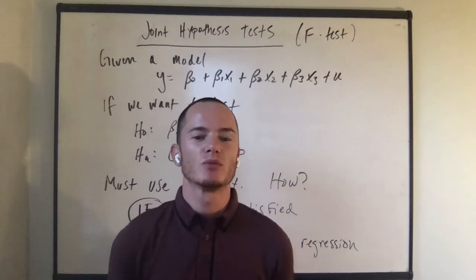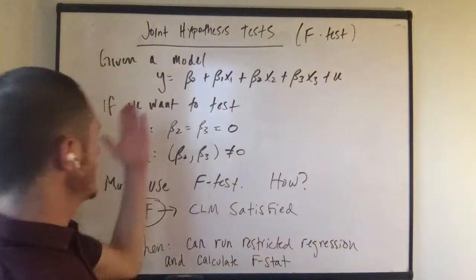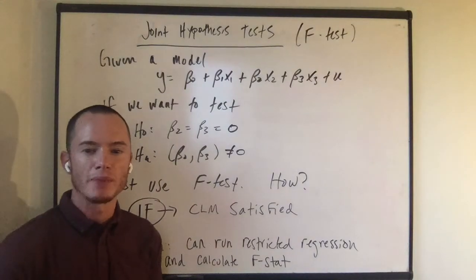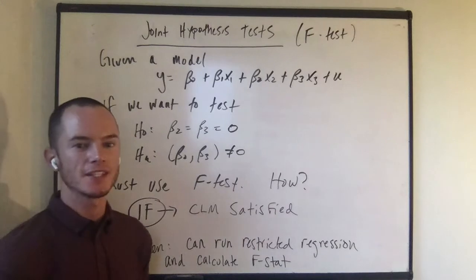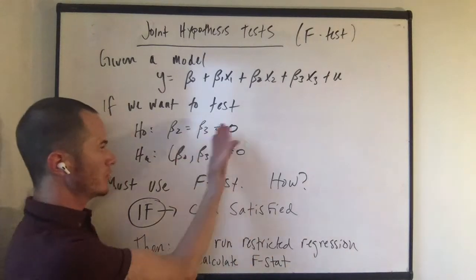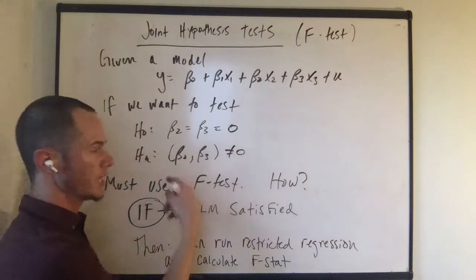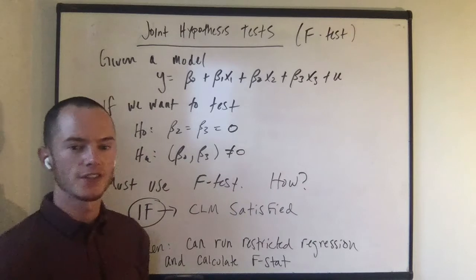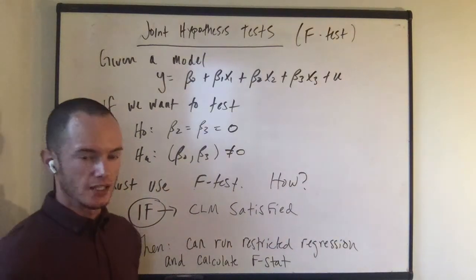In this video, we're going to review joint hypothesis tests. So if we are given a model, y equals beta naught plus beta 1 times x1 plus beta 2 times x2 plus beta 3 times x3 plus u, and we want to test this null hypothesis, that beta 2 equals 0, beta 3 equals 0 against the alternative that either one or the other or both are not equal to 0, so the alternative that the null hypothesis is not true, we must use an F-test.